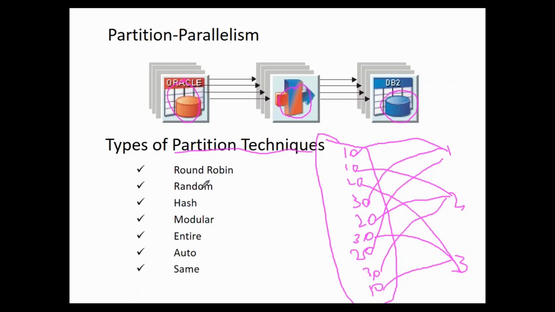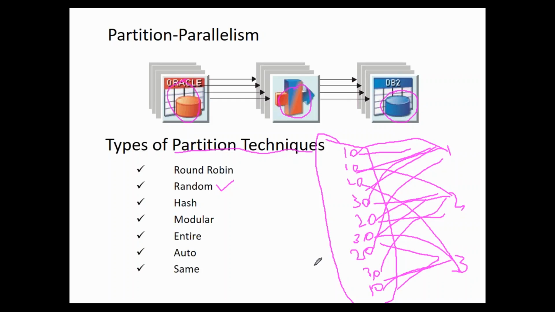Coming to random. If you select the random partition technique, we cannot identify which records are assigned to each node. So 10, 10, these three might go to the first node, these three might go to the second node, and these three might go to the third node. Randomly it will assign the records to each node.